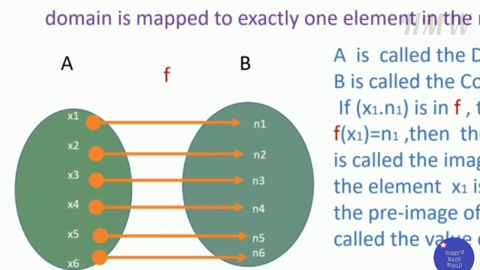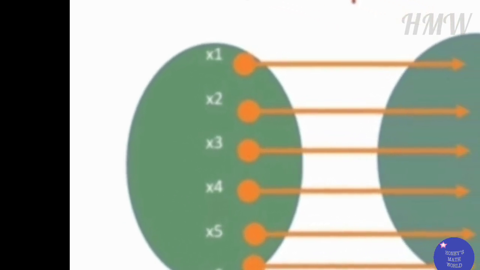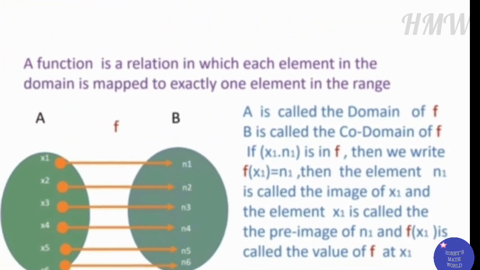What is a function? A function is a relation in which each element in the domain is mapped to exactly one element in the range. Have a look at this arrow diagram. Elements of set A are mapped to set B. A is called the domain of the function f, B is called the codomain.